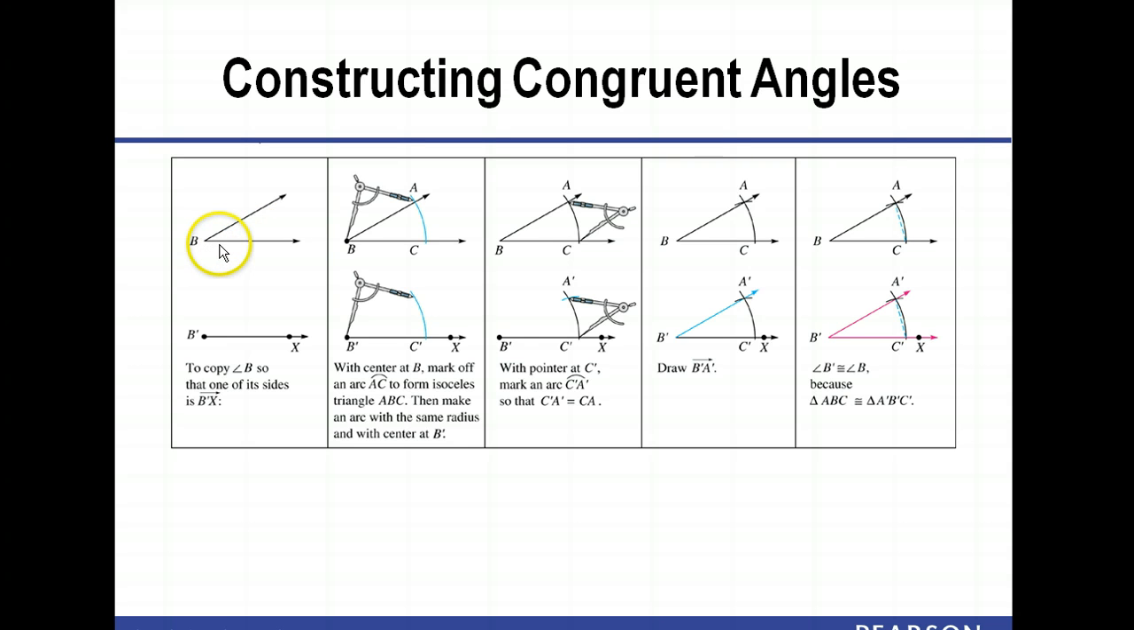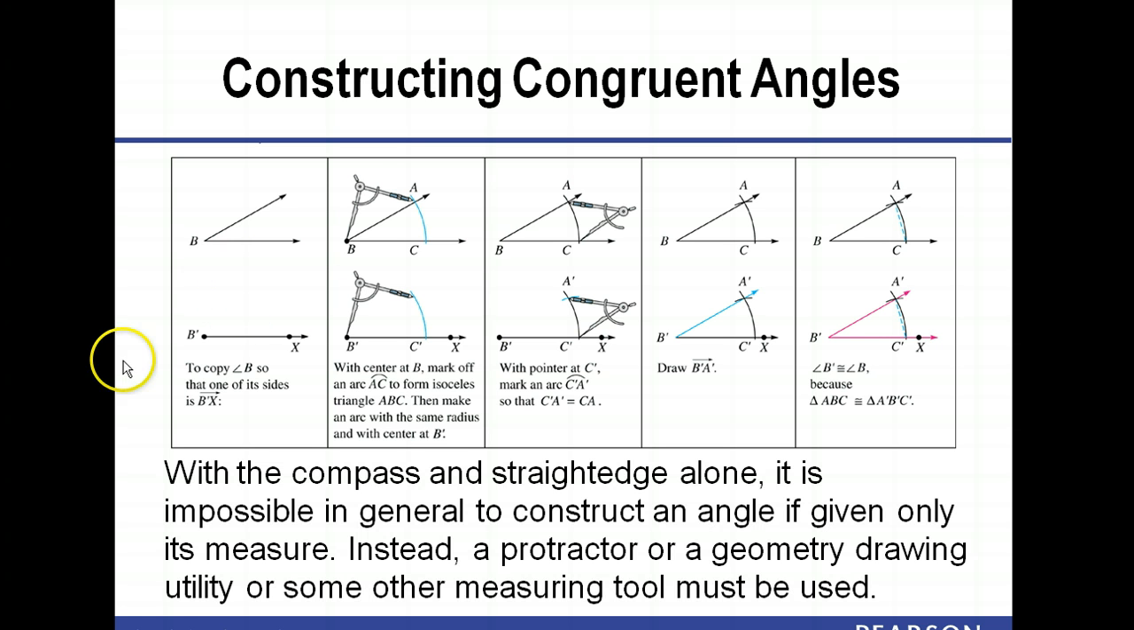We won't be able to construct congruent angles if we're just given the degree measure of an angle. We won't be able to do this strictly with a compass and a straight edge because it's not possible to do that construction starting with an angle measurement. If you are actually given an angle measurement, for example 45 degrees or 47 degrees, it's not possible with a compass and a straight edge. You would have to make use of a protractor or some kind of geometry drawing utility or a computer program. So in this case we're just copying an angle that's given to us already, directly from its image.